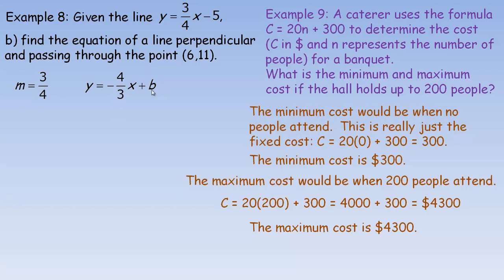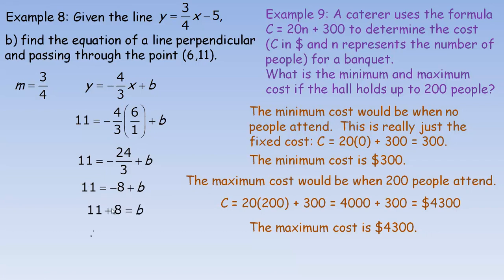And so I need to find the y-intercept. So I use this point that we're told is on the line. So 11 goes in place of y, 6 goes in place of x, 6 or 6 over 1. So if I multiply this out, negative 4 times 6 is negative 24, 3 times 1 is 3 in the bottom. And that actually divides out to give me negative 8. To isolate for b, we'll bring this over and add the 8 to the 11. And so b works out to be 19. And so putting 19 in place of b here, this is my equation. Y equals negative 4/3 x plus 19.